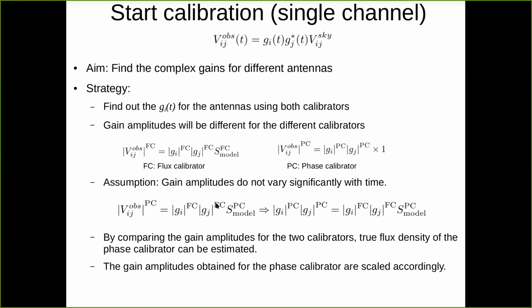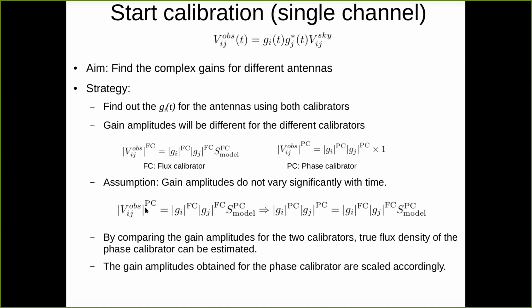At this point, we make the assumption that these gain amplitudes do not vary significantly with time, which is a reasonable assumption because we expect the instrument to be reasonably stable, and the ionosphere mostly introduces phases, not affecting the amplitudes of the signal. So basically, we call these the true amplitudes of the antenna gain, and these the apparent amplitudes of the antenna gain.